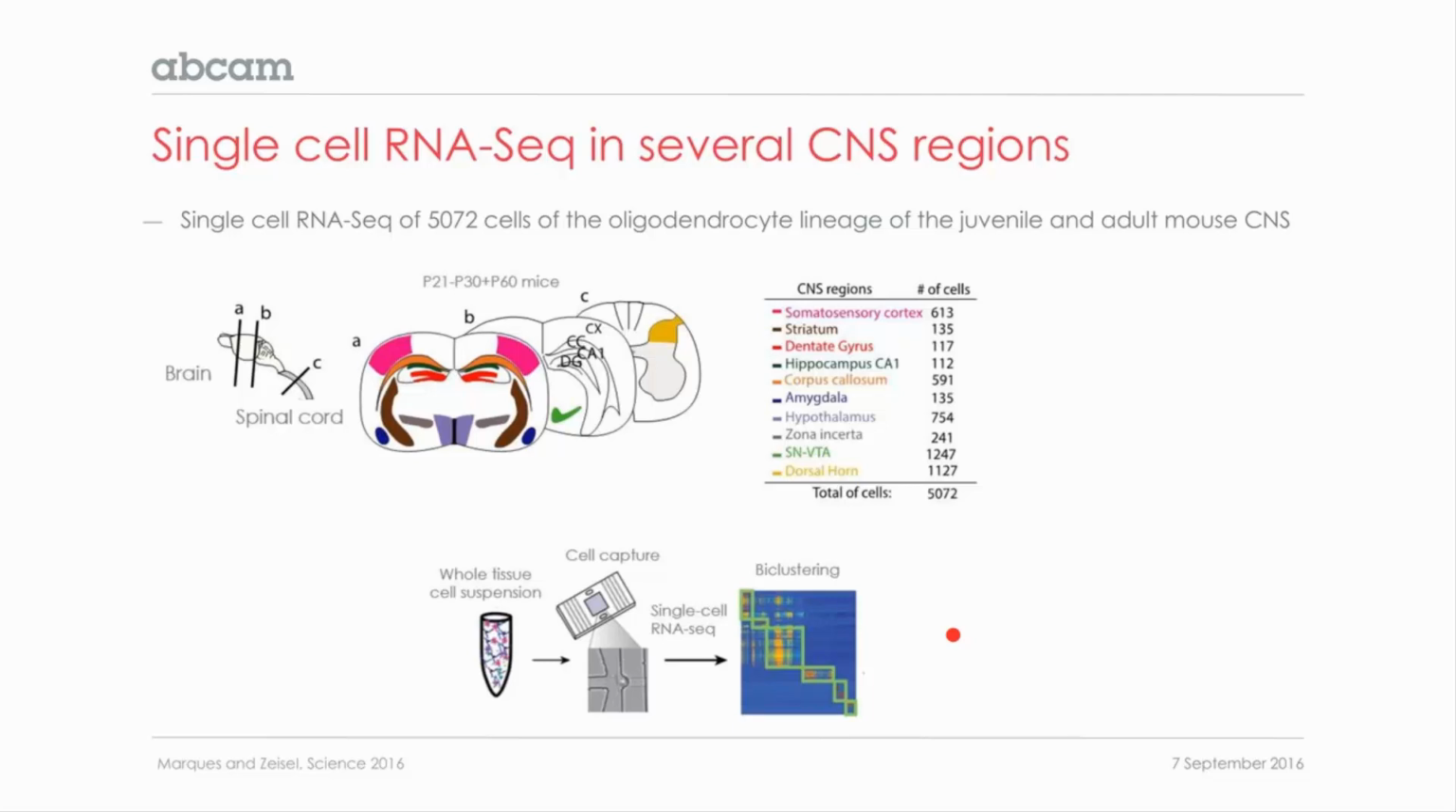and investigate the oligodendrocyte heterogeneity in 10 different regions of the central nervous system, both along the dorsal to ventral axis and the anterior posterior axis, analyzing a total of 5,072 cells of the oligodendrocyte lineage, again by single-cell RNA sequencing, and then doing clustering analysis. This study was again spearheaded by Sueli Marques, a postdoc in my lab, and also Amit in Stan's lab.